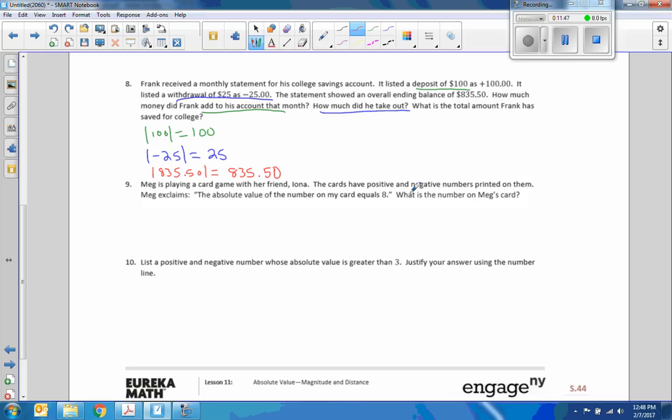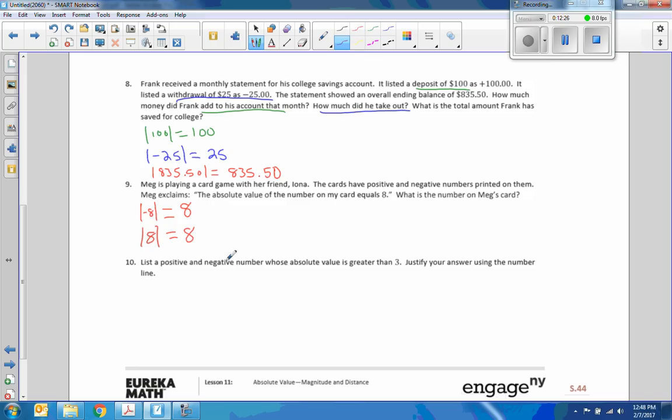Meg is playing a card game with her friend Iona. Cards have positive and negative numbers printed on them. Meg claims the absolute value of the number on my card equals 8. What is the number on Meg's card? Okay. She said the absolute value of the number on my card equals 8. So I could put negative 8. So that's true. But there's also a second answer. So she's not being totally clear with us because it could also be a positive 8. Okay. So she either has a negative 8 or an 8.